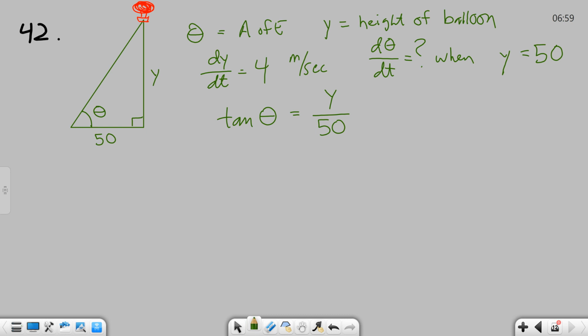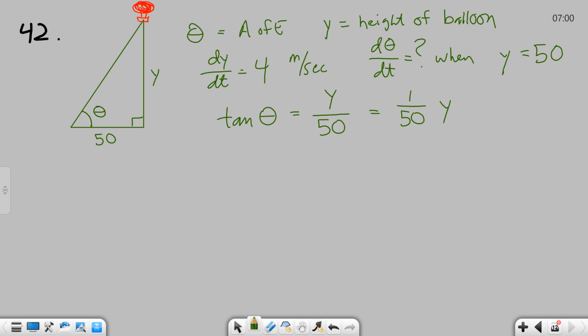Now, for some of you, you might see this and want to dive into this as a quotient rule. And I can't stress enough how much easier it would be if you recognize this as being 1/50th times y. Okay. Can you do that as a quotient rule? Yes. Is it the quickest way to do it? Probably not.